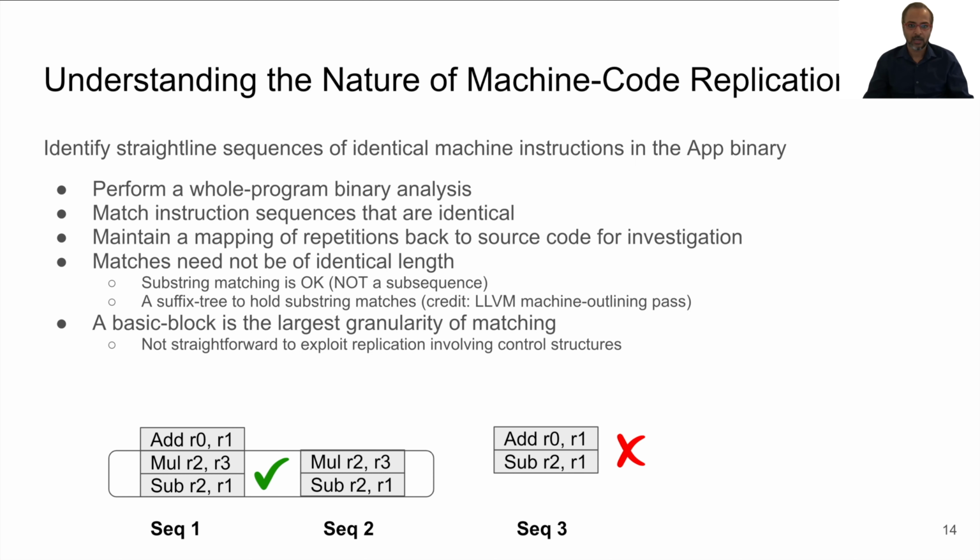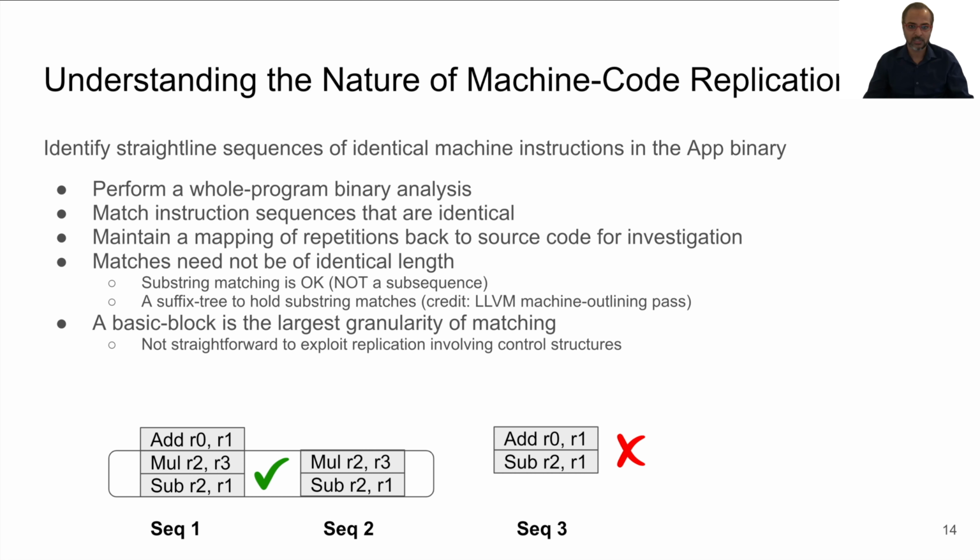We extensively explored the machine code of our app, trying to understand the nature of replication of machine code. We were after replicas because if we find a lot of replicas, we can do something about them. This is fundamentally a whole program binary analysis. We match straight line sequences that are identical in the binary. We maintain a mapping of repetitions back to their source code for further analysis. The matches need not be of sequences of identical length. A substring match suffices. A subsequence is not a match.